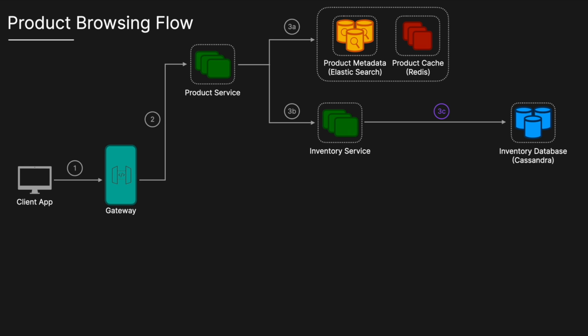And then finally, the product service will aggregate the search results from Elasticsearch and Redis, as well as the stock data from the inventory service, and then it'll return the products to the user.